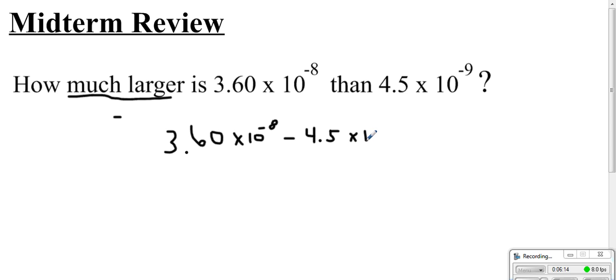So you have to remember the rules here. The rules for subtraction and addition are the same. The rules for subtraction and addition say that both of the exponents must be the same. So for addition and subtraction, exponents must be the same.